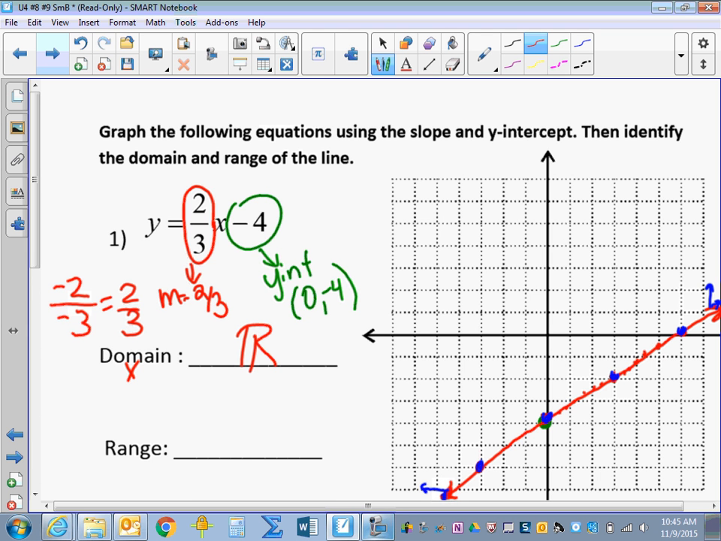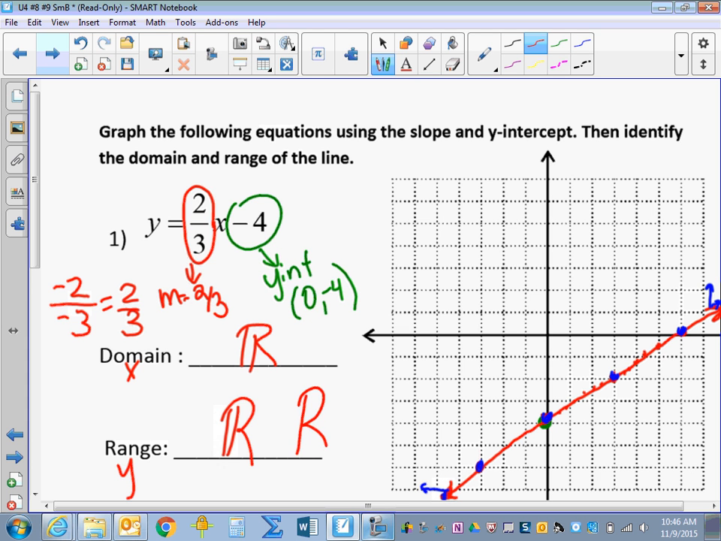It is your y values. What y values do I have? We have a lot. Are there any y values we don't have? No, we have everything. This goes up forever, and it goes down forever. So if I have all of my y values, what is that? It's all real numbers. Again, as Ms. Charlotte said, our lines so far this year are going to be all real numbers. If it's a solid line that has no breaks in it, and it's going down and up, to the left and to the right, then it's going to be all real numbers.